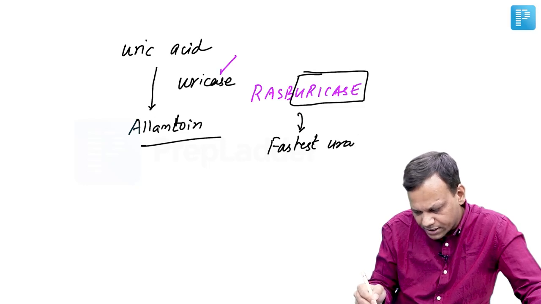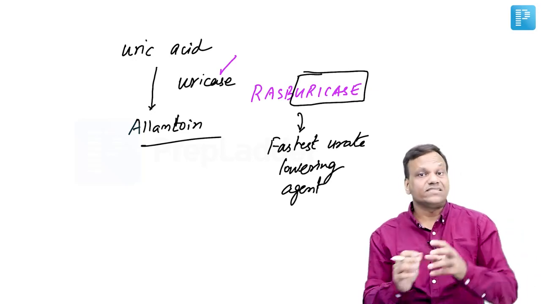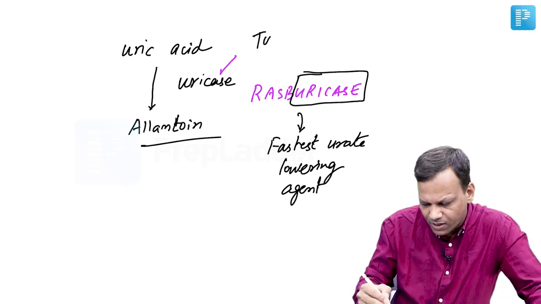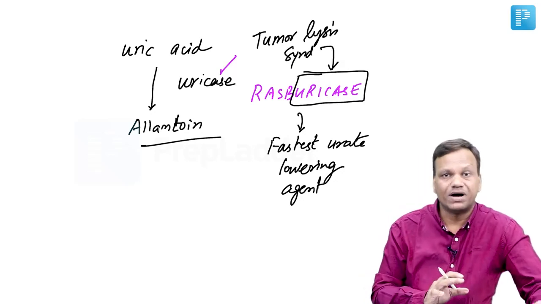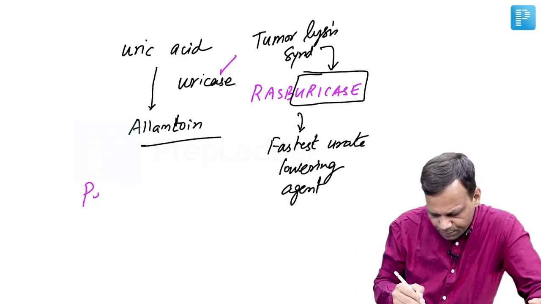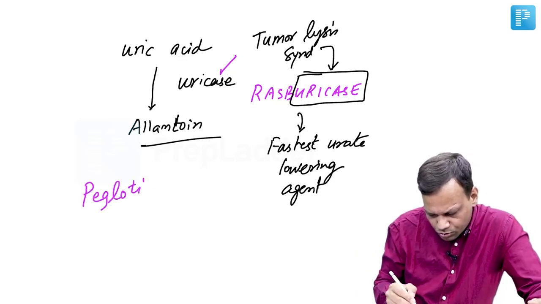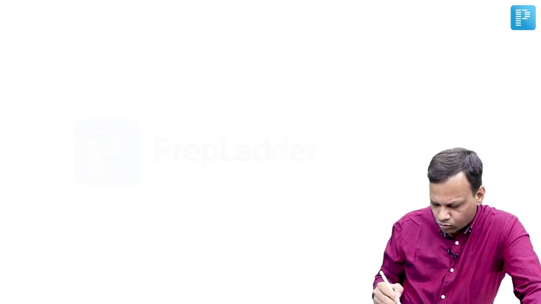Rasburicase increases the metabolism of already present uric acid, so it is the fastest urate lowering agent. Another advantage is that when we want to decrease uric acid quickly, as in patients of tumor lysis syndrome, we will prefer rasburicase. It will quickly decrease uric acid by metabolizing it. Okay? A new drug which is similar to rasburicase is pegloticase. It can also be used in chronic gout. Okay? So these are the important drugs in gout.